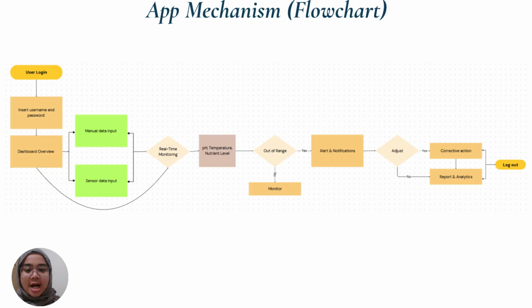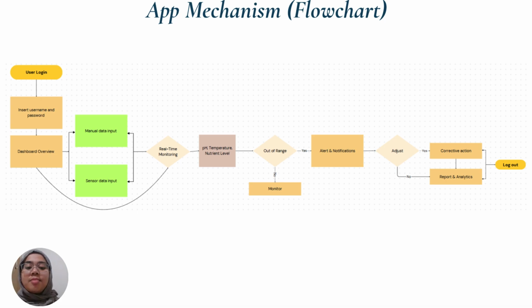This flowchart outlines the mechanism of our app designed for monitoring and optimizing biofuel fermentation processes. The workflow is divided into interconnected modules that work seamlessly to ensure efficiency and accuracy. The process begins with the login module. This ensures that only authorized users, such as operators or managers, can access the app.